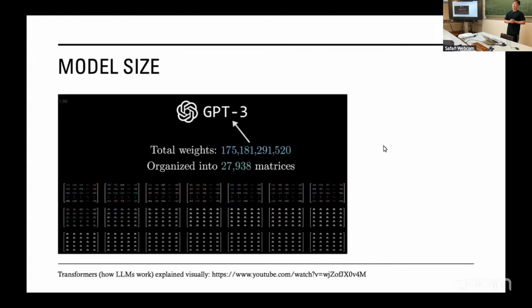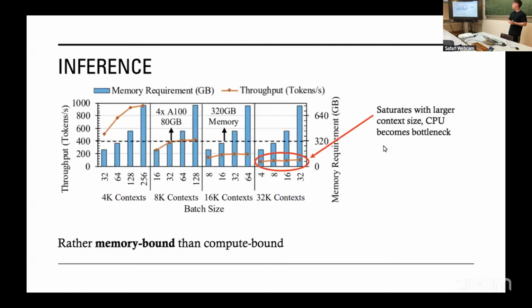And the thing about LLMs is they're quite large. For example, GPT-3 has over 175 billion weights organized into roughly 28,000 matrices. So we have a lot of data which we have to handle. And also what we saw from this image, we can derive that with larger context size, the throughput saturates because the processing units are becoming a bottleneck.